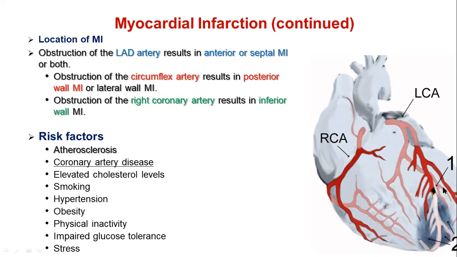Like here, if the obstruction is in the circumflex artery, which is a branch of the left coronary arteries, we call it posterior wall MI or lateral MI. If the obstruction is in the right coronary artery, it is called inferior wall MI.